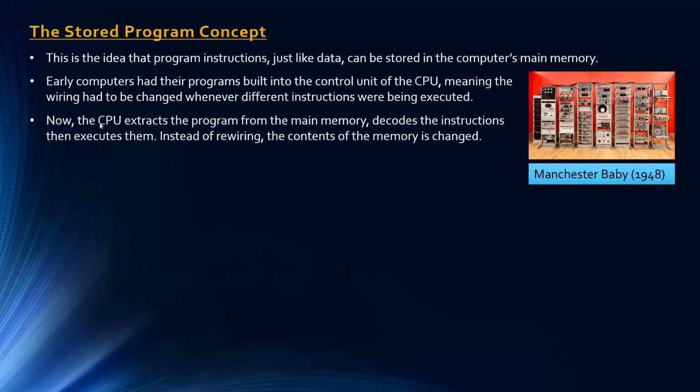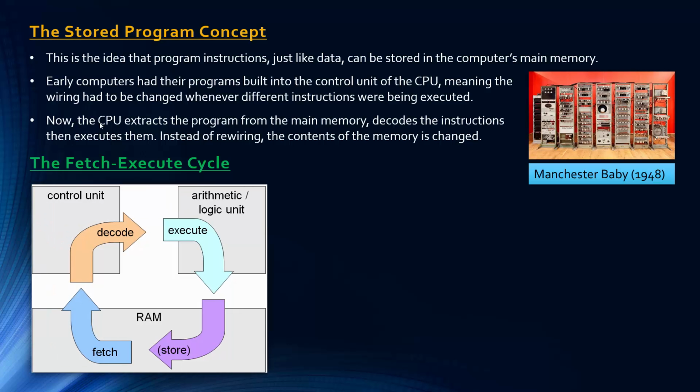Now the CPU takes the program instructions from the main memory, decodes the instructions, and executes them, and that's called the fetch execute cycle. It's usually called fetch execute. It kind of has 4 stages. We're going to talk about 3 of them. So that's fetching, decoding, and executing an instruction.